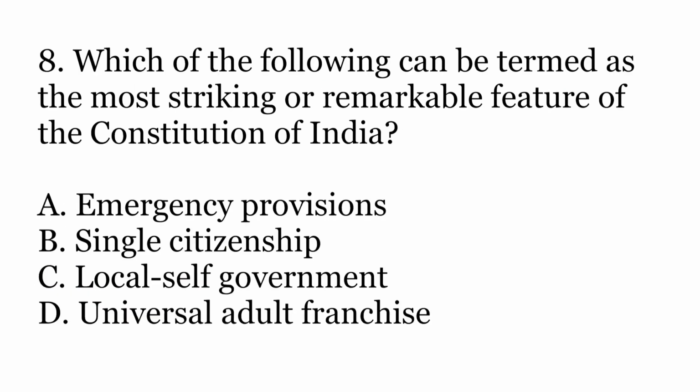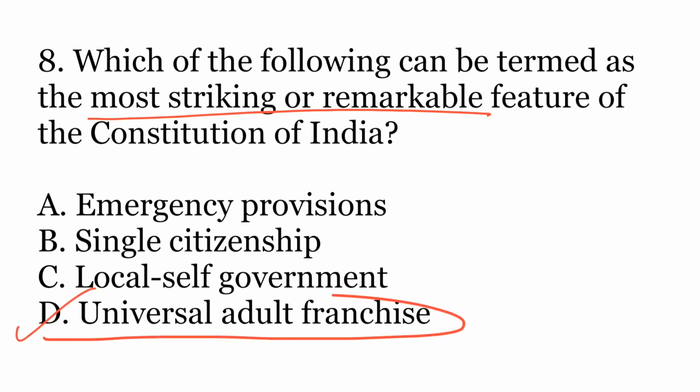Eighth question, which of the following can be termed as the most striking or remarkable feature of the Constitution of India? Options are A, emergency provisions, B, single citizenship, C, local self-government, or D, universal adult franchise. The correct option is D, universal adult franchise. Although all four features are important features of the Constitution, the reason why this particular feature is the most remarkable is because each and everything else, be it the government at all the three levels, be it the fundamental rights or anything, they emerge from this very right.